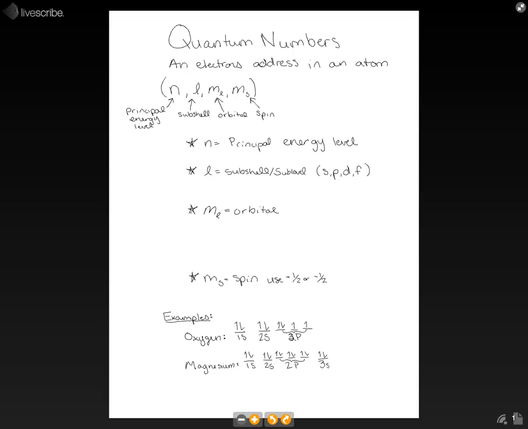So N is our principal energy level. So that's just the energy level that the electron is in. So that cannot be 0. But N can equal 1, 2, 3, 4, on to infinity essentially, as long as it's an integer.